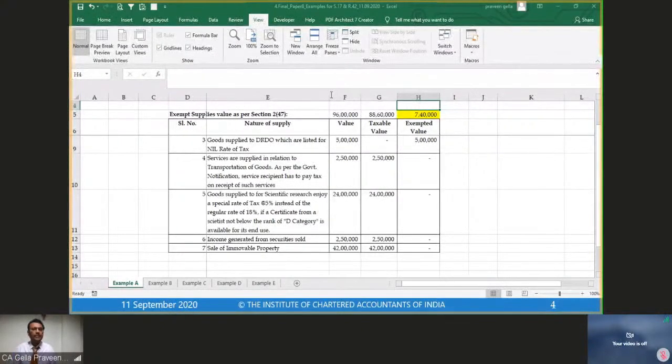Immovable property shall not be included. Reason: it is neither a supply of goods nor a supply of services. So for that reason, it is not an exempt supply. Please keep in mind, this is also tested in the examination.